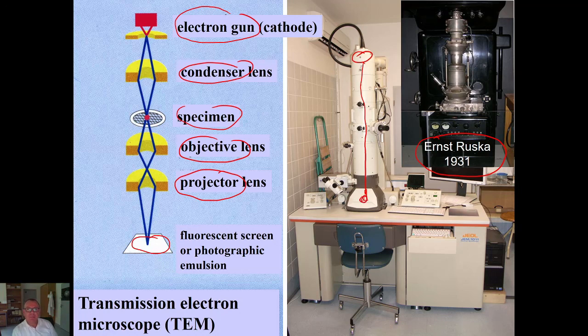The picture is projected to a fluorescent screen, which is here under this covering, and it can also be projected on photographic film, photographic emulsion, or in the most modern microscopes, and it is the case of our microscope, to a digital camera. There exist special digital cameras with special chips which are sensitive to electrons and not to visible light. So the picture in this modern microscope is visible directly on the monitor.